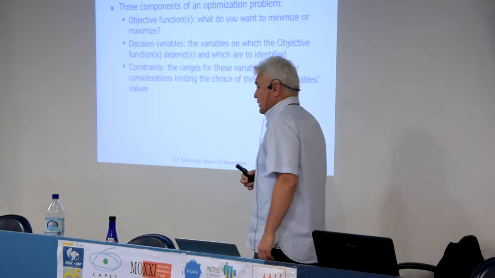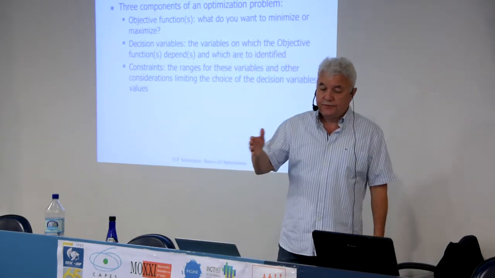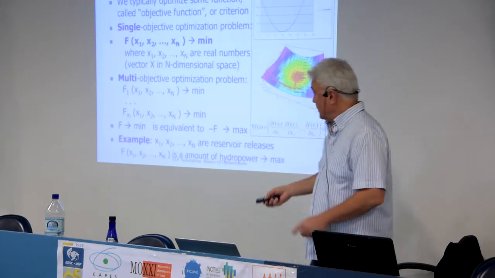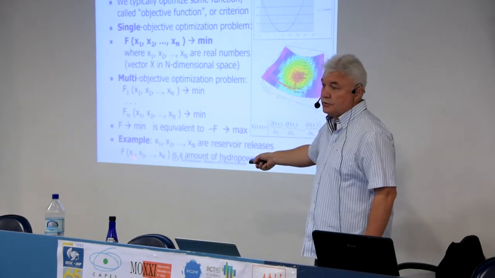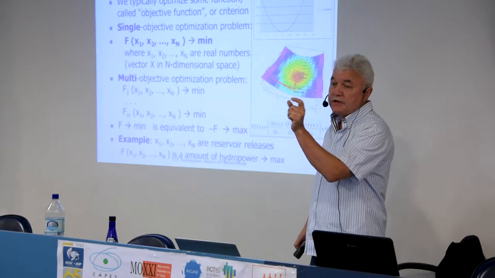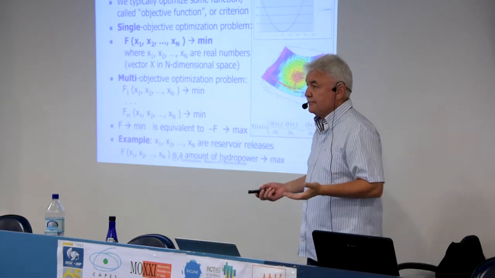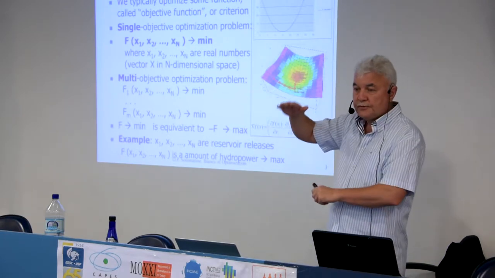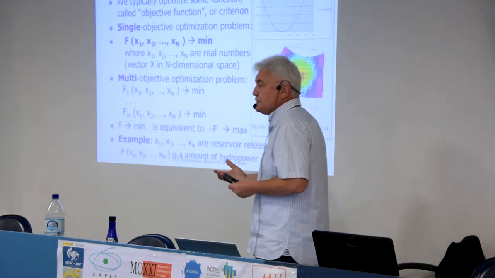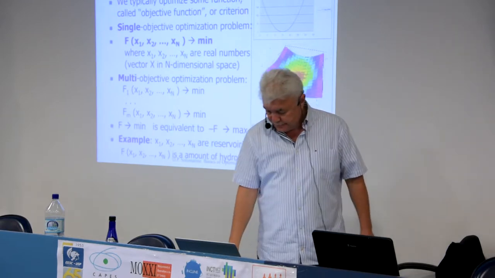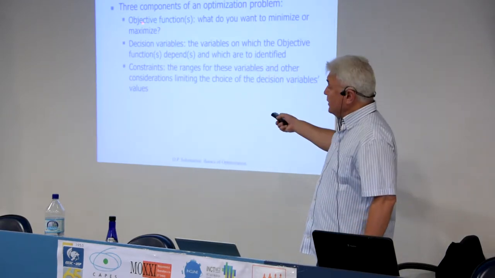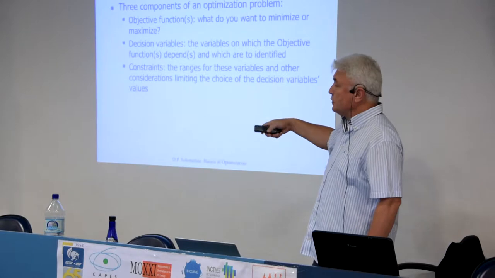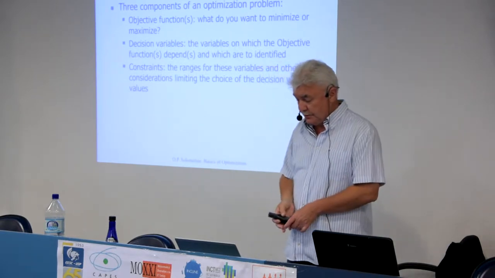So for example, if you don't want the releases in the reservoir to differ too much from day to day, you would impose a constraint on these releases, x1, x2, x3, and so on, such that the difference between subsequent releases would not be too high. It's a constraint. So you cannot choose a vector 10, 100, 0, 10, 100. There would be too much difference. So you would not accept this solution because it violates constraints. Again, three components: objective function, decision variables, constraints. Sometimes decision variables are called independent variables because we can choose them, so they don't depend on anything.